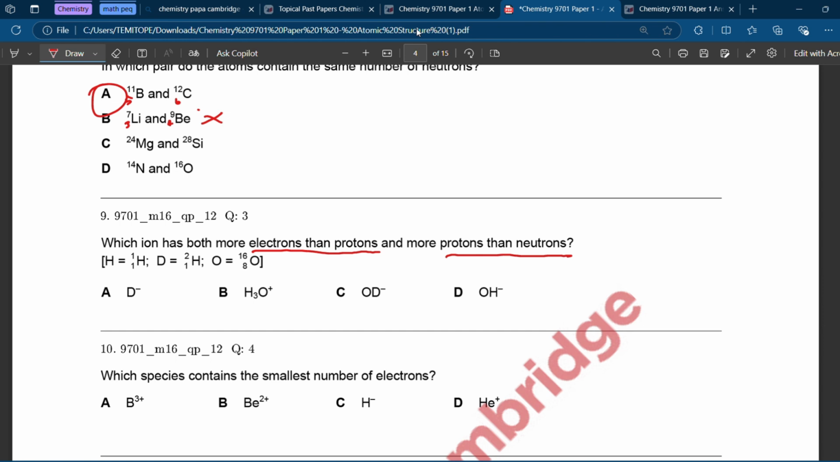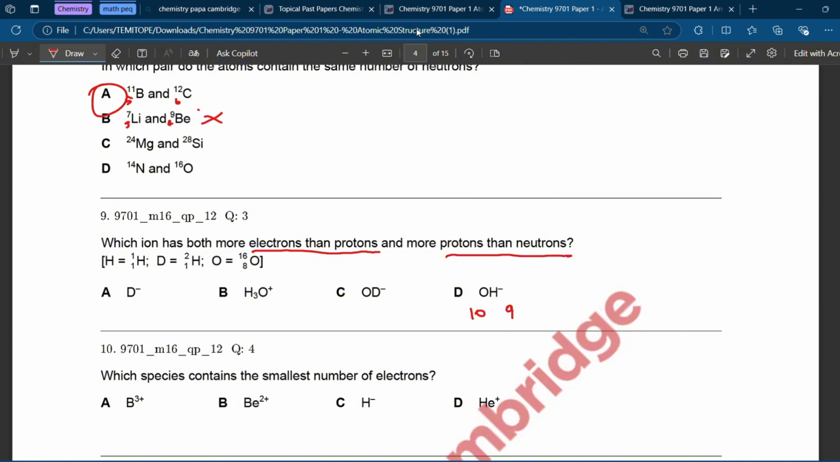Okay, which ion has both more electrons than protons and more protons than neutrons? So they're giving us more protons than neutrons, more electrons than protons. For number 9, we look at D, which is deuterium, heavy hydrogen. It is an isotope of hydrogen. When it has gained one electron, the electrons are more than the protons, yes, but are the protons more than the neutrons? No, there are no neutrons actually. In this case, it's not more.